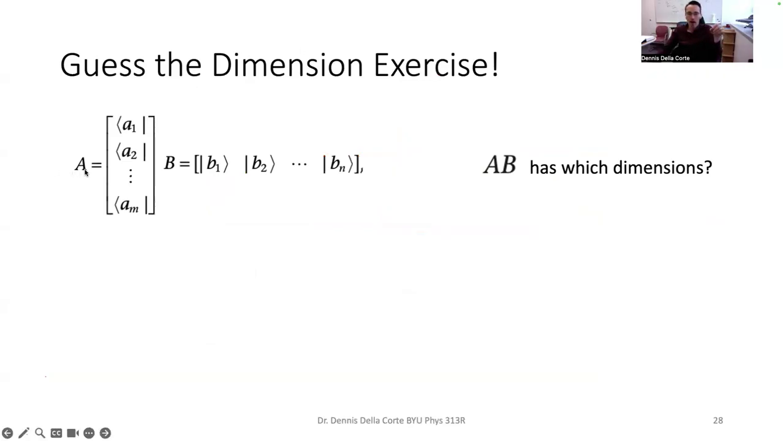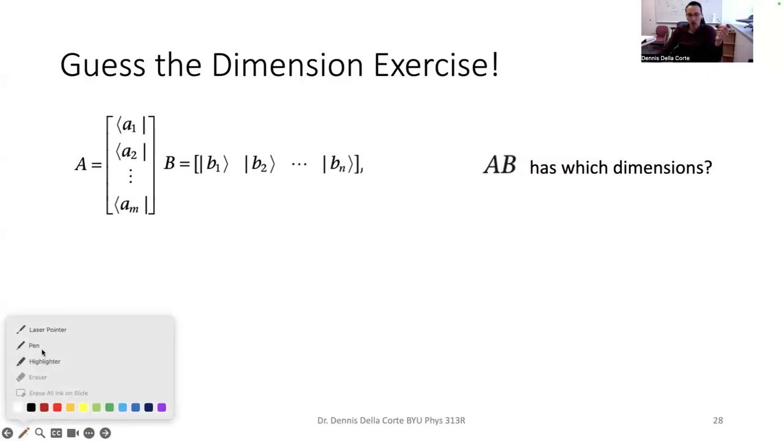We have a matrix A that has m rows, right? These are all rows here. A1 is a row, A2 is a row, AM is a row. So we have m rows. How many columns are in each of the rows? We don't know that. We just know that there are m rows. The matrix B here has columns. How many columns? We know it's n columns, but how many rows in each column? It doesn't say.